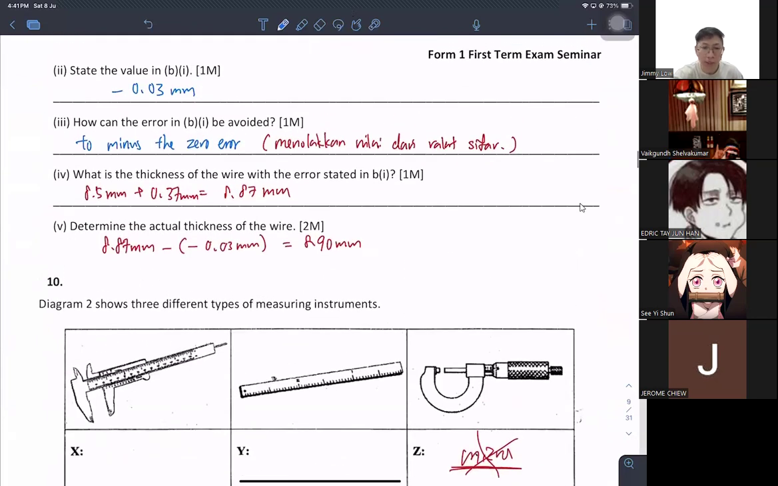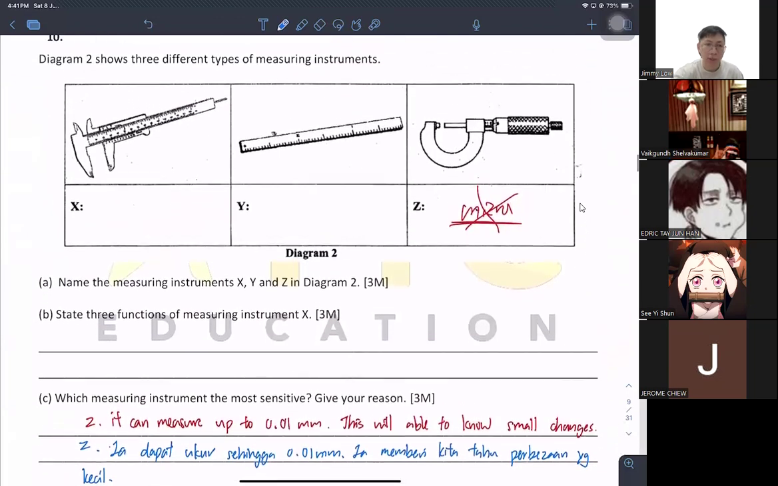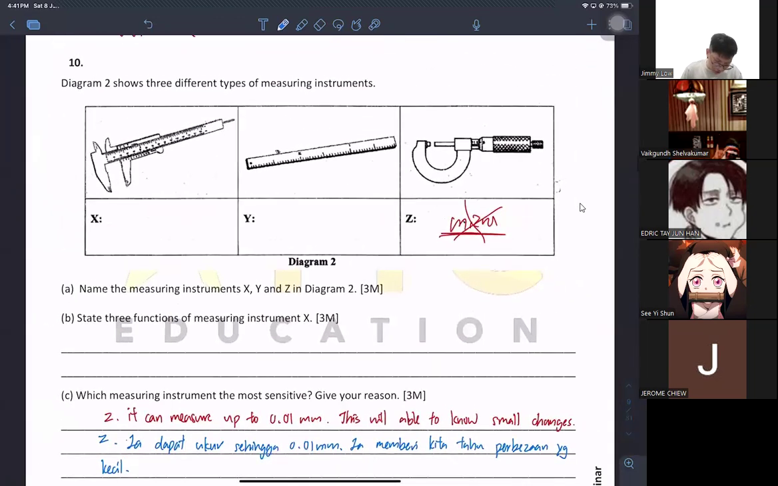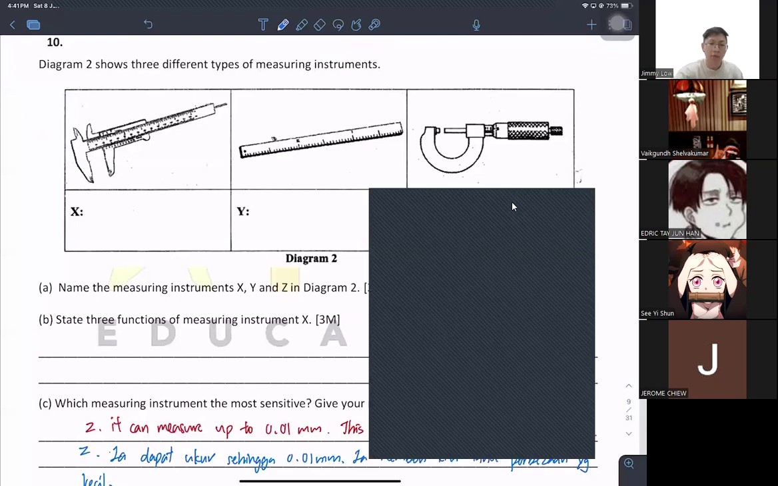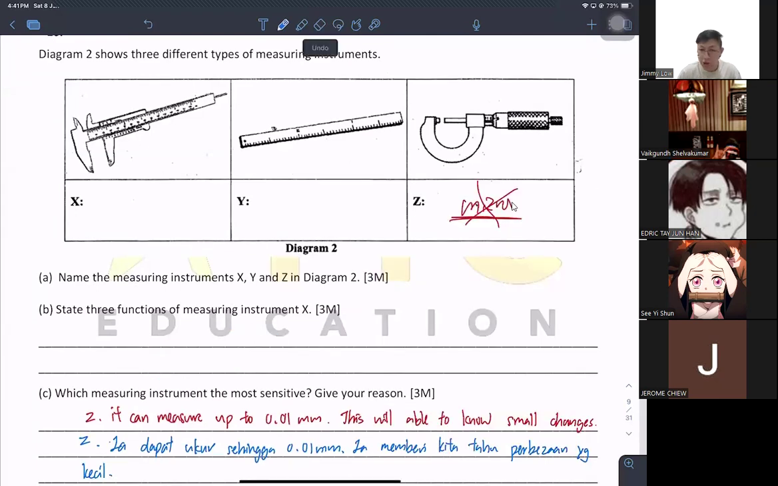Okay, good. Talking about question 10. Again the three functions here, used to measure about what thing? This one can measure up to what thing? Done. So this one is very easy. Just used to measure the length. Measure the diameter. Measure the inner diameter. Measure the size also can.